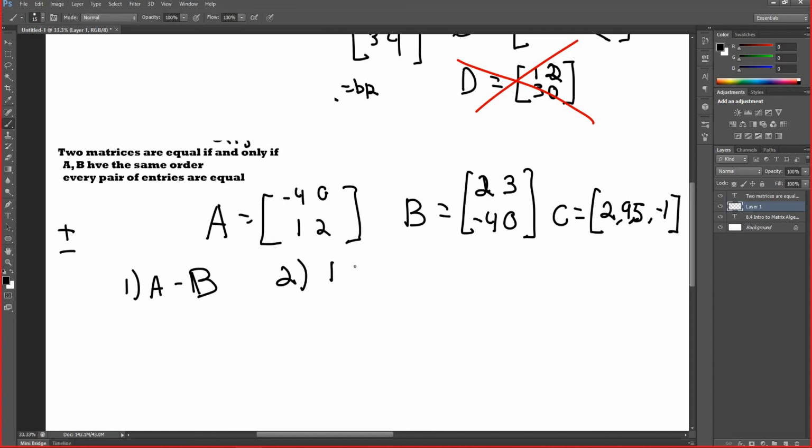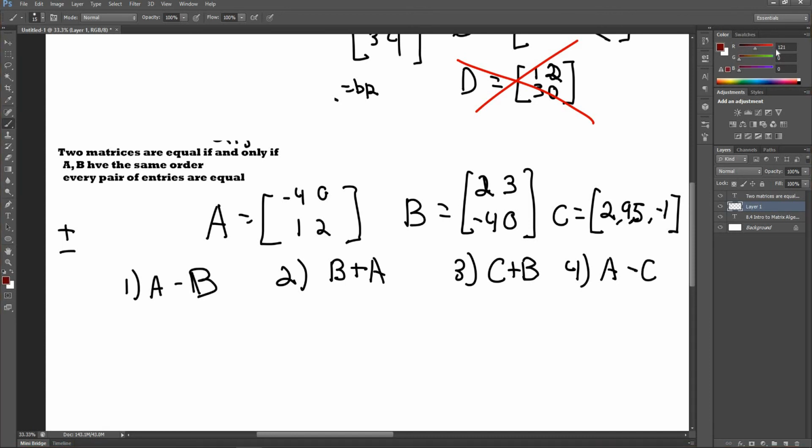Number 1 is A plus B, number 2 is B plus A. And number 3 is C plus B. Number 4 is A minus C. Without having to do any work, does anyone take a guess as to which of these 4 are actually possible to do?